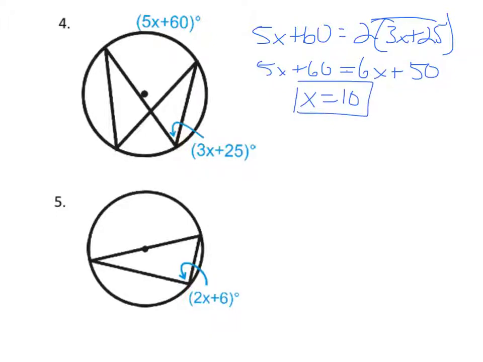And the last problem here, number 5, we see we have an inscribed angle and an intercepted arc, but we don't know what the intercepted arc is. Hopefully you see here that the angle creates a diameter, a semicircle. This is a diameter. So that tells us this has to be a right angle. If this is a right angle, we know that right here this has to equal 90 degrees. So 2x plus 6 equals 90, and you can solve for x now. 2x equals 84, and x equals 42.